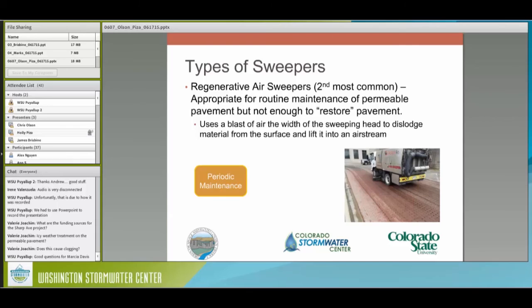So regenerative air sweepers don't actually use a vacuum at the surface of the pavement, but use a blast of air perpendicular to the direction that it's driving for the width of the vehicle, and that dislodges material from the surface and then lifts it up into an airstream. And this is really, again, where you want to be for that routine periodic maintenance.